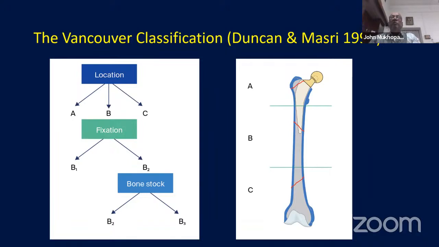So this is especially for the B-type fractures, which could be B1, where your fracture was in the bed of the implant, but the implant was well fixed. B2, where the fixation was compromised because of the fracture or before the fracture. And B3 was a fracture with compromised fixation and also poor quality bone.